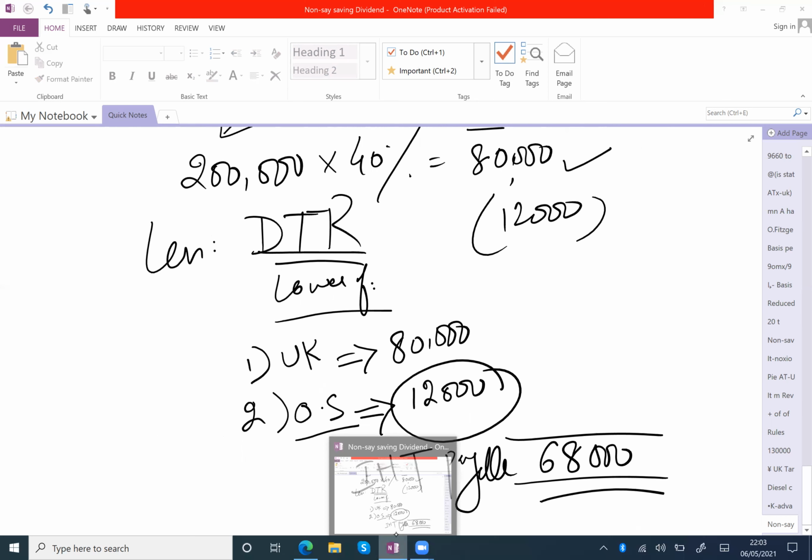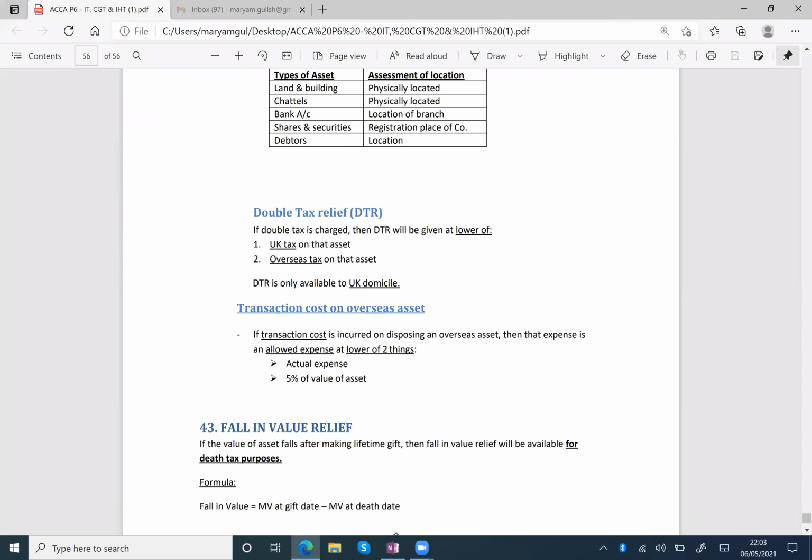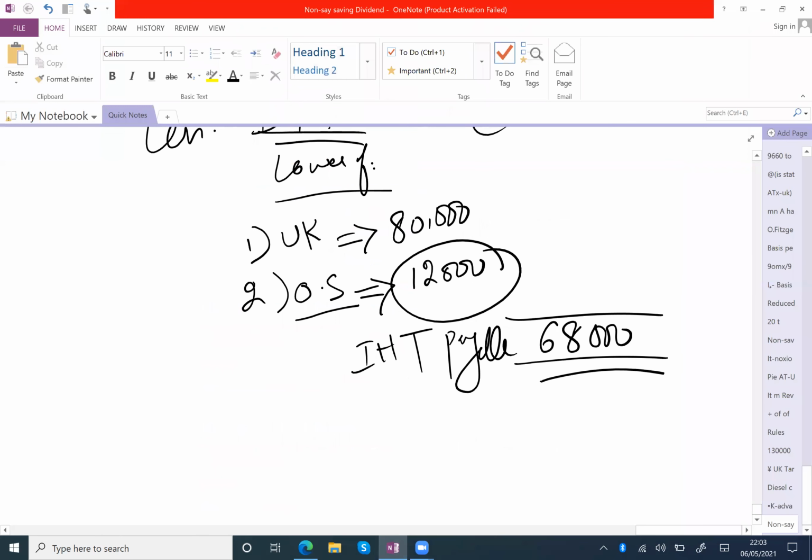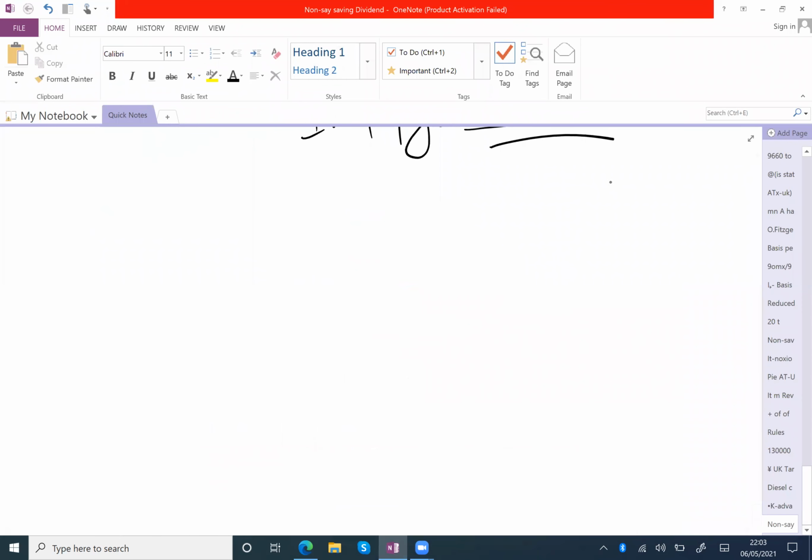Okay, next. Transaction cost on overseas asset. If transaction cost is incurred on disposing an overseas asset, then that expense is an allowed expense at the lower of two things: actual expense and 5% of value of asset. So on an overseas asset, if you paid the transaction cost, it is an allowed expense and reduces the value of the asset.